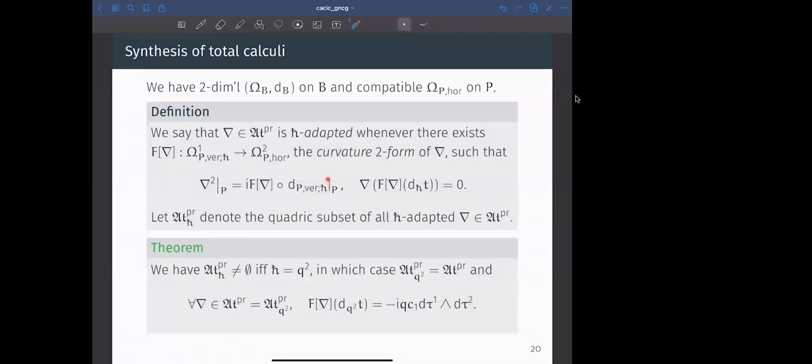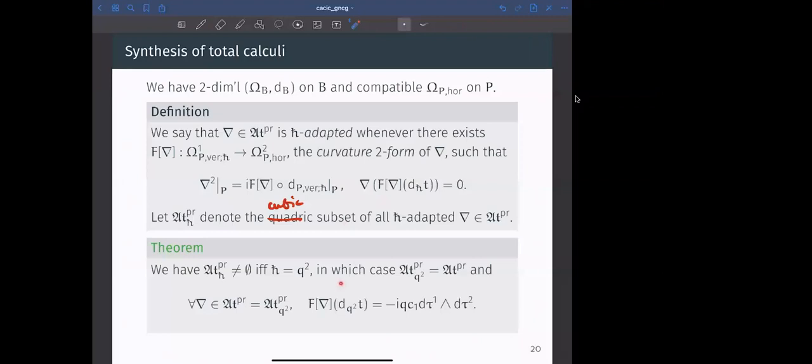And now since we're working with circle bundles over two dimensional non-commutative spaces, we don't have to truncate at degree two. It makes sense to talk about Bianchi identities. And in this case, you also have this Bianchi identity here. And now, given that we have a Bianchi identity, this is cubic, we have a cubic subset of all H-bar adapted gauge potentials, which we denote like this.